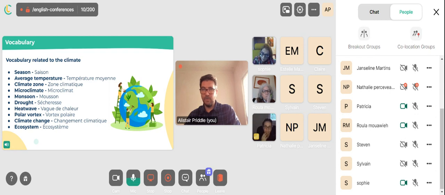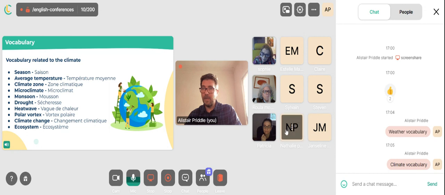Okay, I'm going to read through those words one more time. Here we go. Season, average temperature, climate zone, microclimate, monsoon, drought, heat wave, polar vortex, climate change, ecosystem. So those are all good vocabulary words related to the climate.